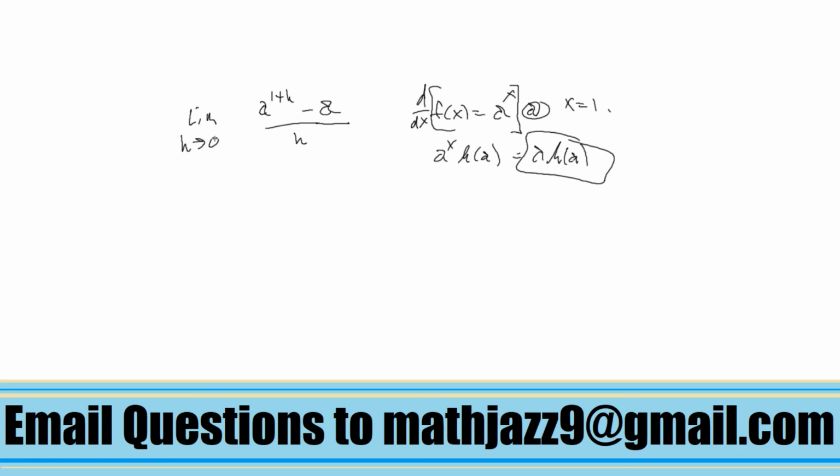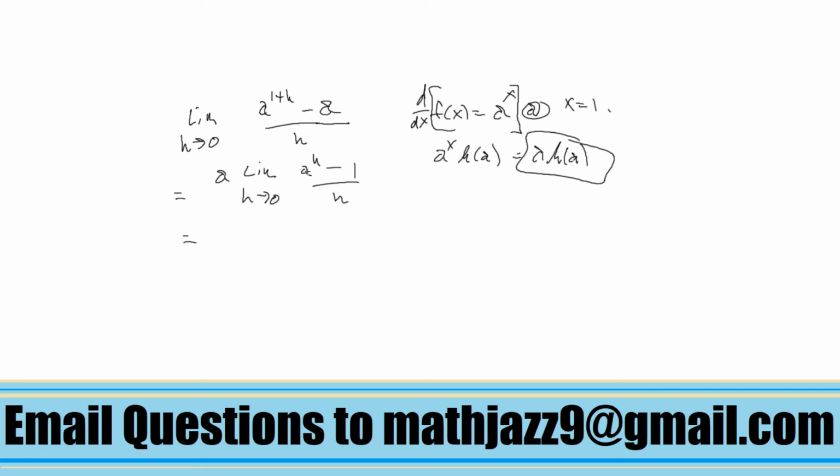However, if you don't recognize this as a derivative, then what you can do is factor out the a from the top. You get a times the limit as h goes to 0 of a to the h minus 1 over h. Do we need to do that? We probably don't need to factor the a out. We could probably just use L'Hopital's rule. That would work, but I already factored the a out.